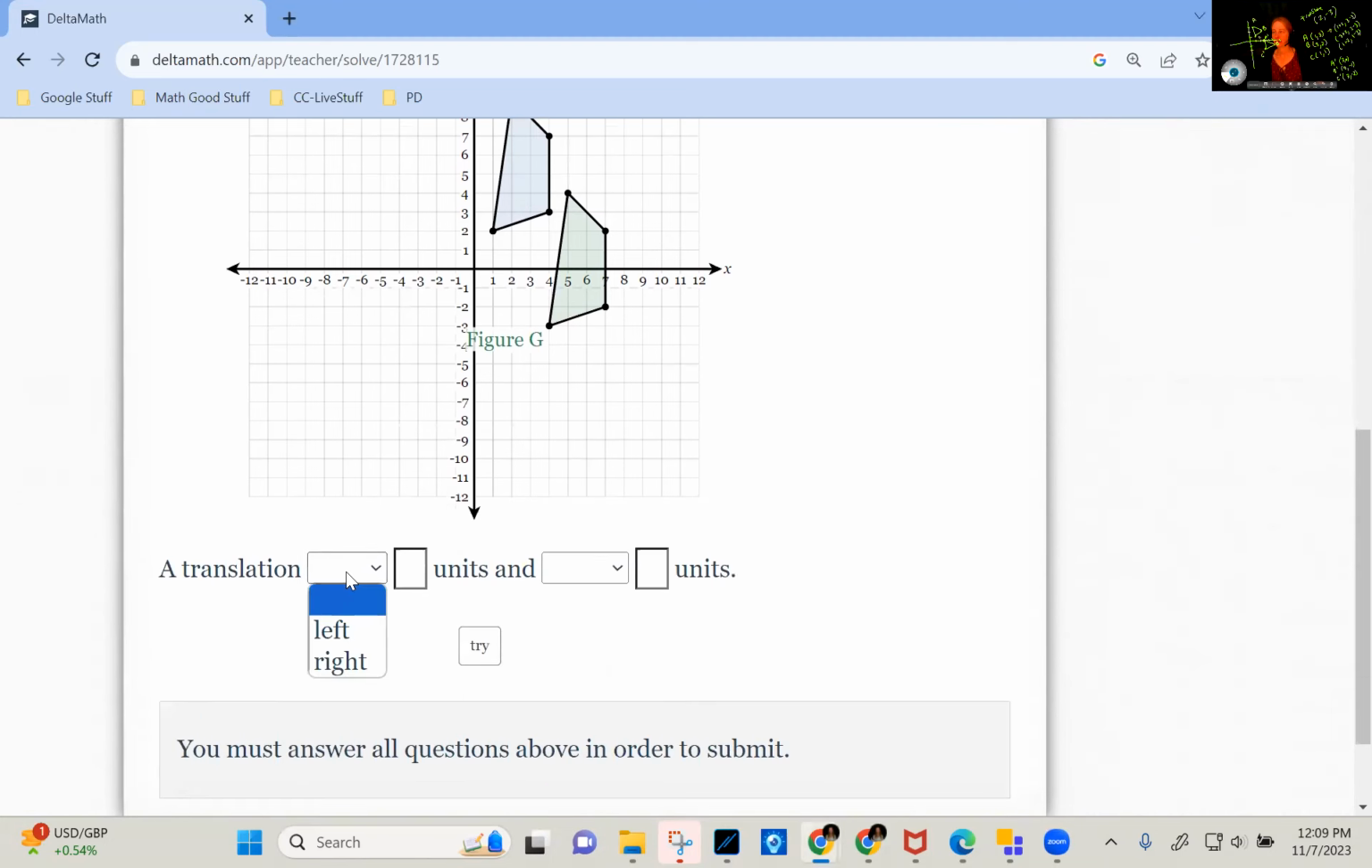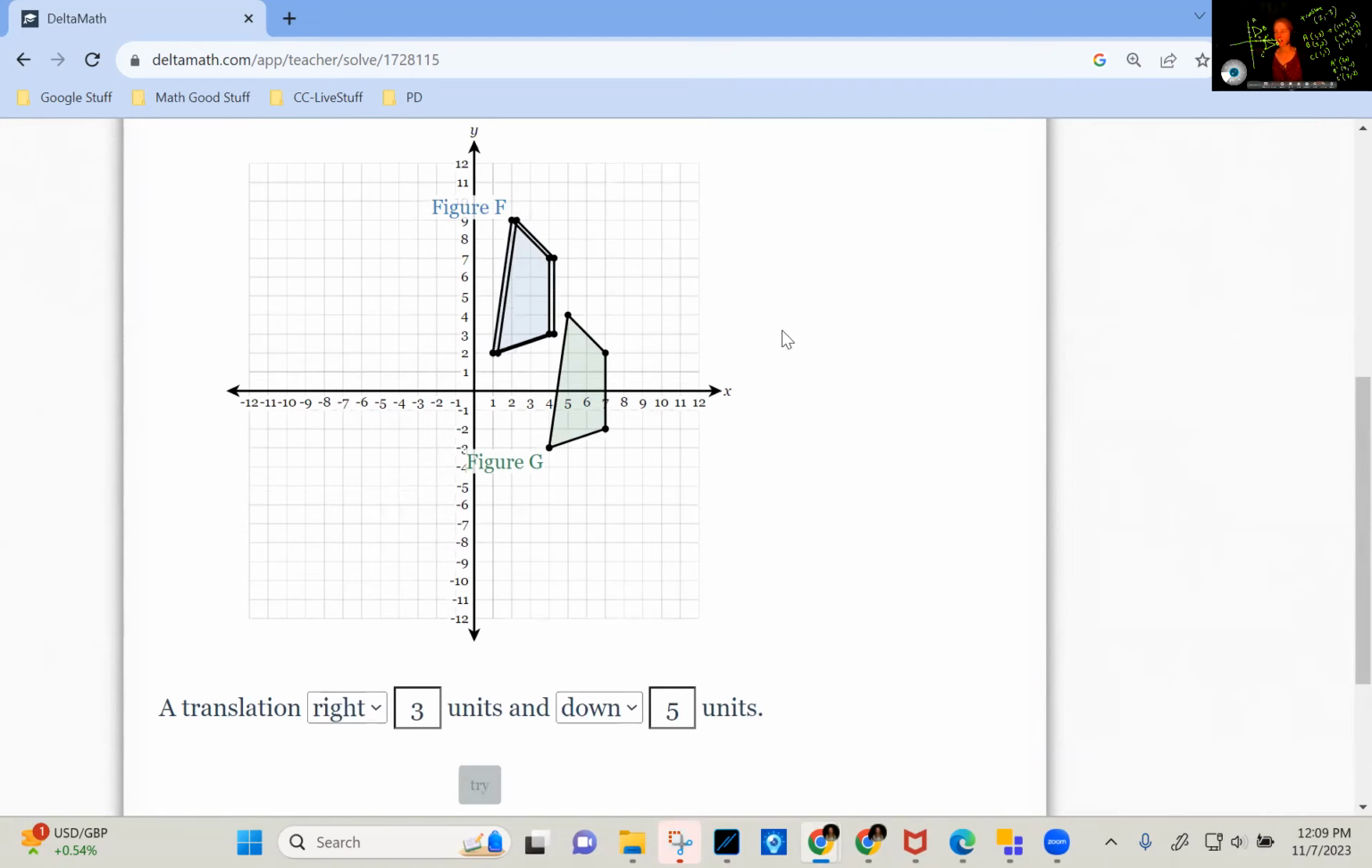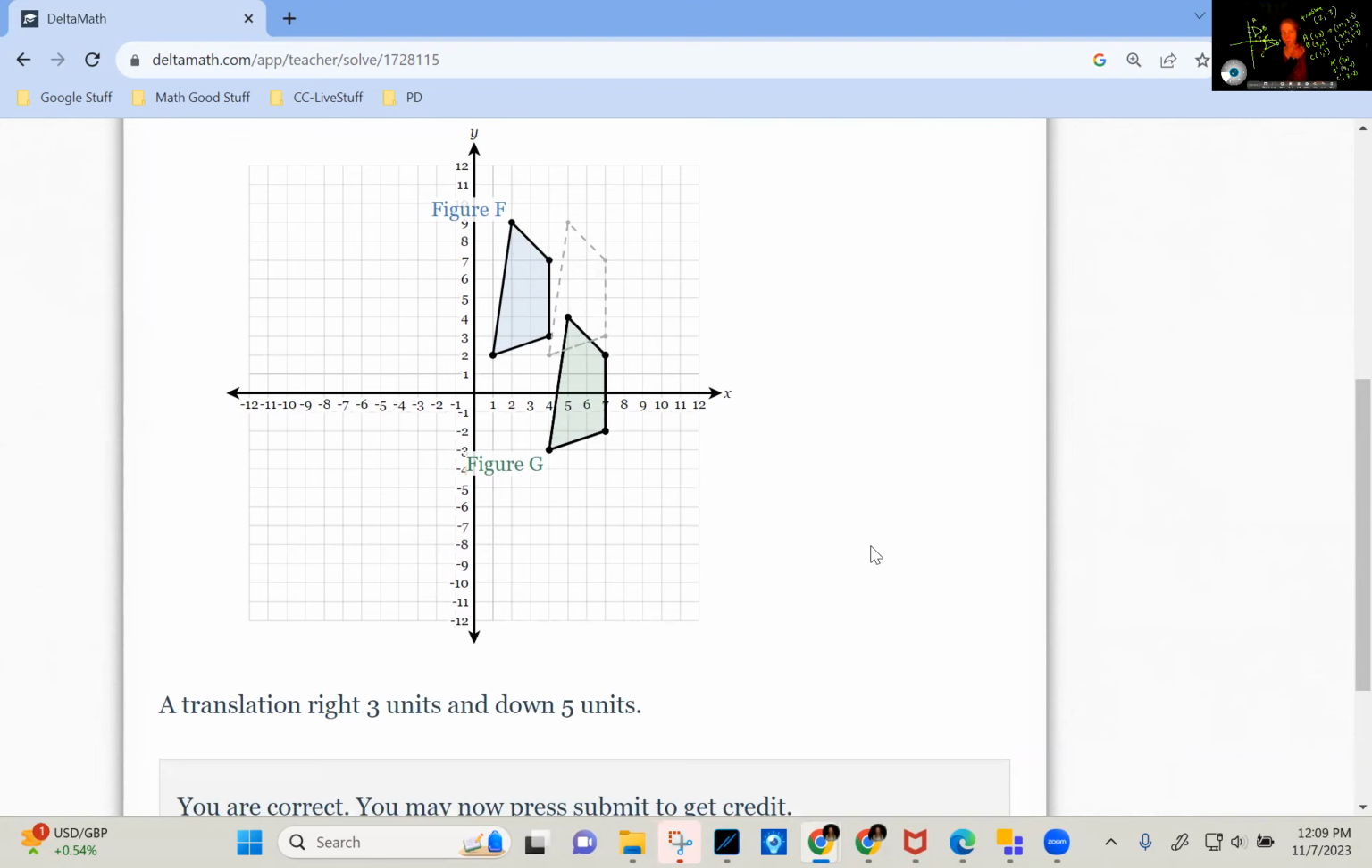Okay, so I'm going to say that it goes to the right 3, and it goes down 5 units. I'm going to try it. It's going to show me how it moves to the right, and then it moves down. Okay, so that's one type of problem that you're going to get here.